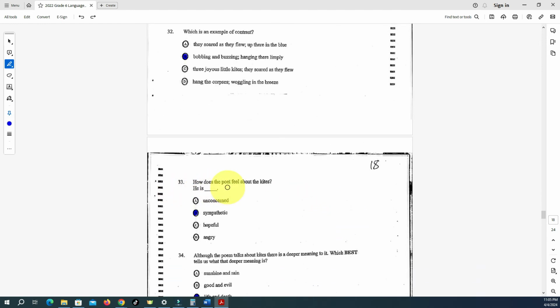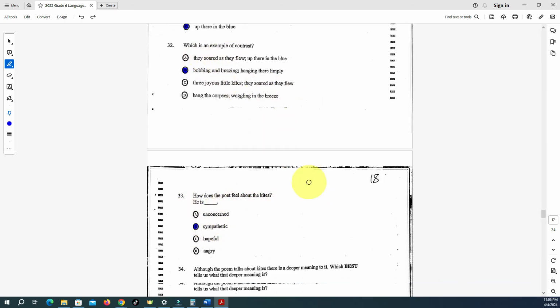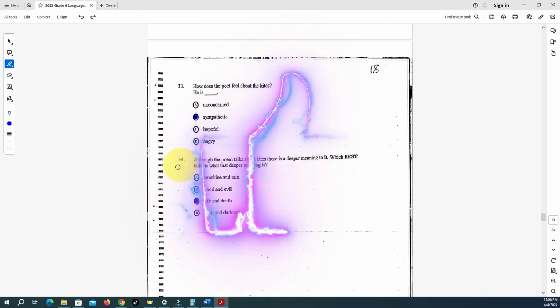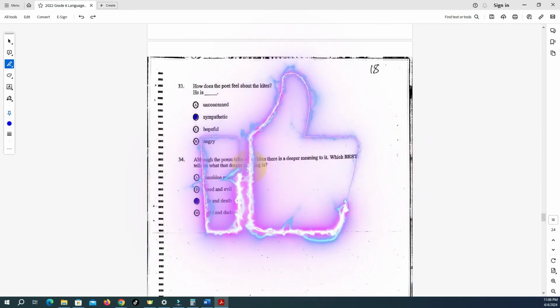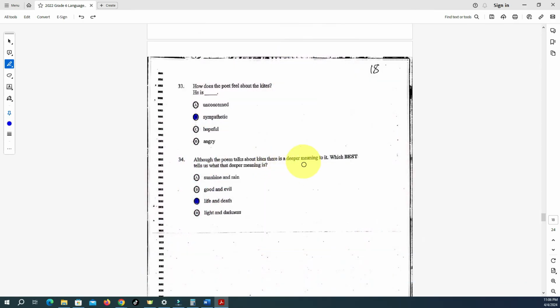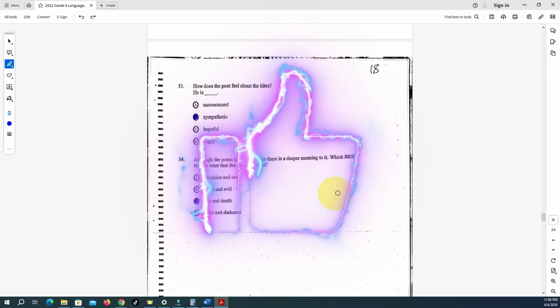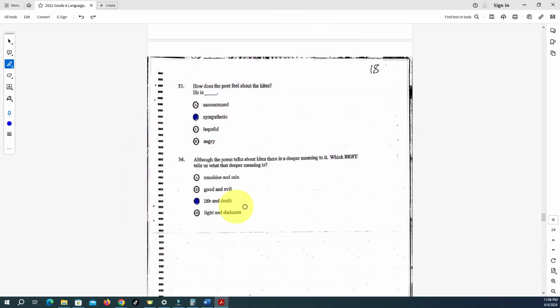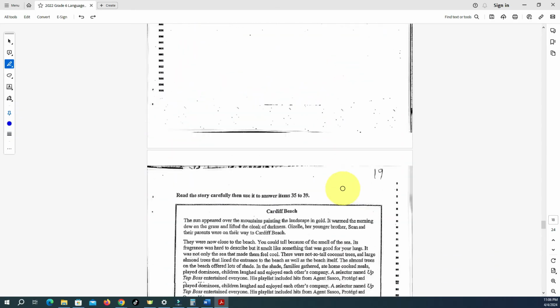33. How does the poet feel about the kites? I think he's sympathetic based on what I read. 34. Although the poem talks about kites, there's a deeper meaning to it. Which best describes what the deeper meaning is? I would say life and death. So the kites were up there having fun, and then finally they're caught under the wires. So that's life and death.